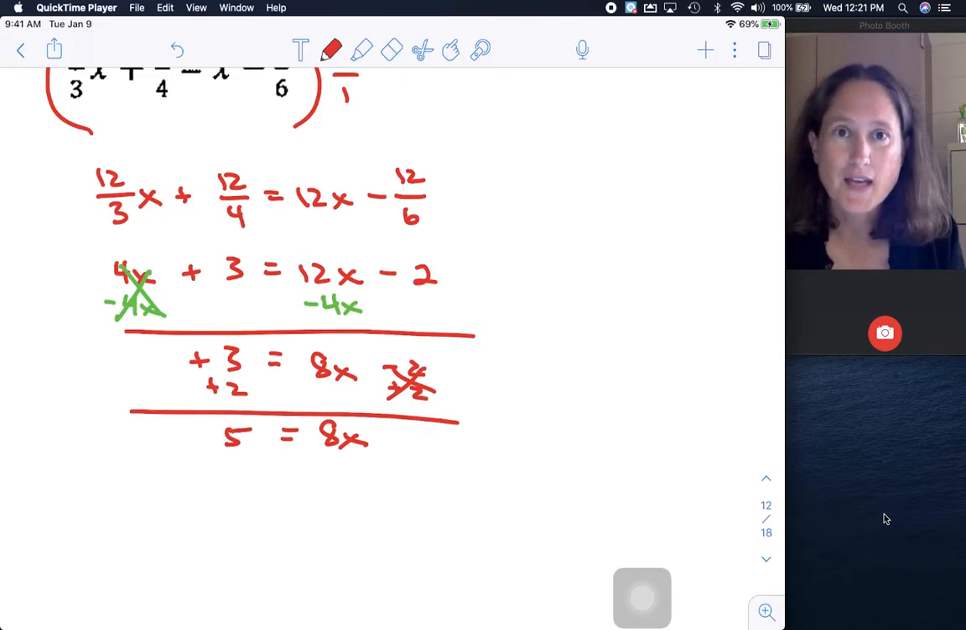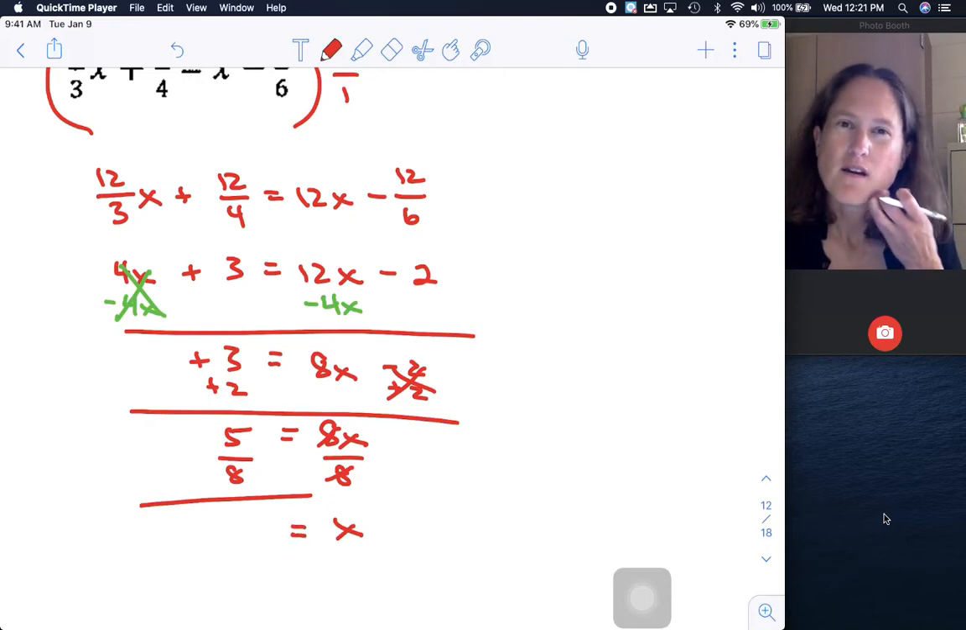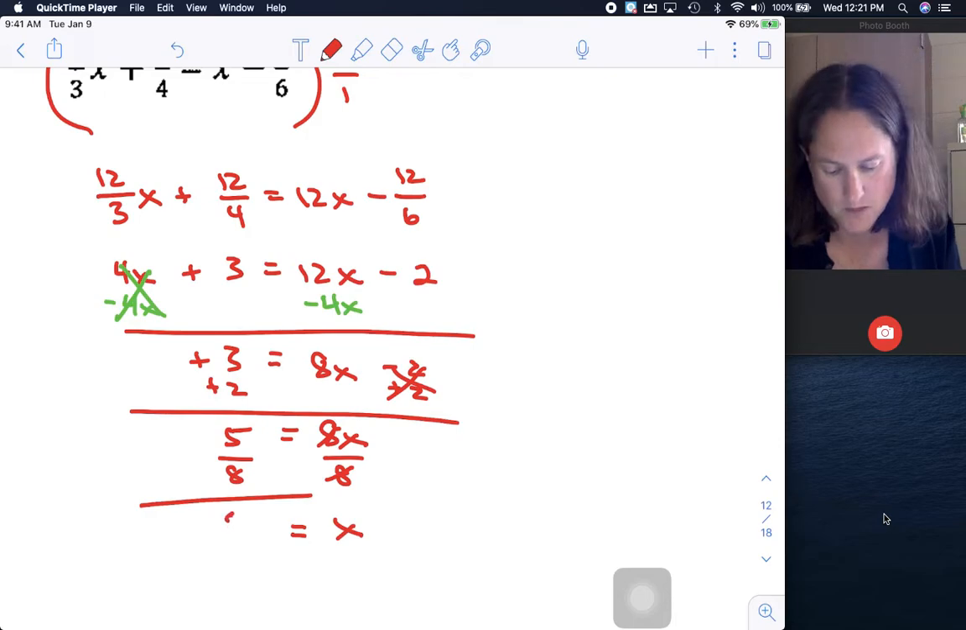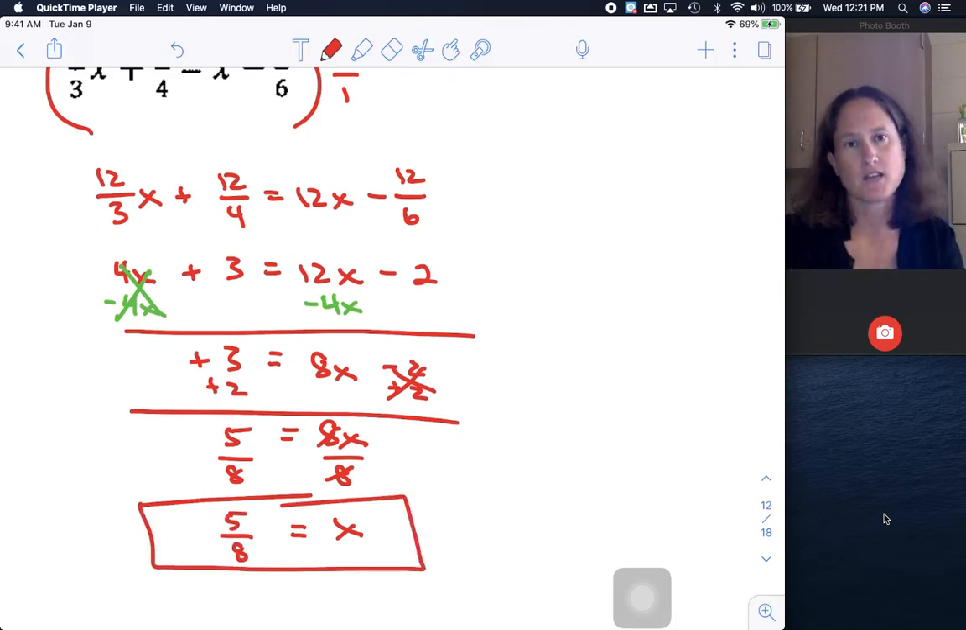Last thing, x is times 8. So to cancel that out, I would divide both sides by 8, and I would be left with x is equal to 5. 5 can't be divided by 8, so leave it as a fraction. Just leave it as 5/8. I can't simplify it any, and that would be my final answer.